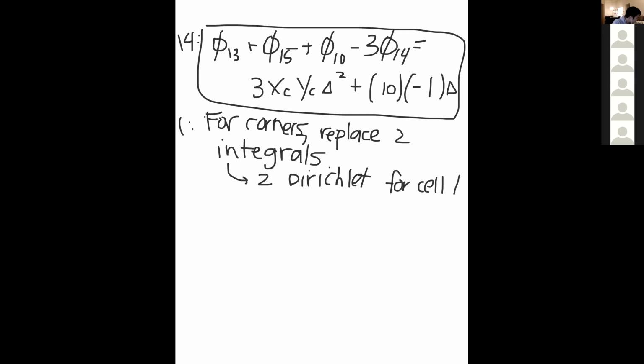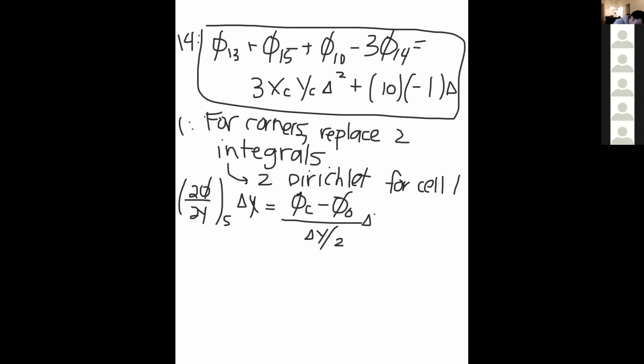So we're going to replace d phi dy on the south face. So this is going to be phi c minus phi naught, where phi naught is our Dirichlet value, divided by delta y over 2, times delta x.